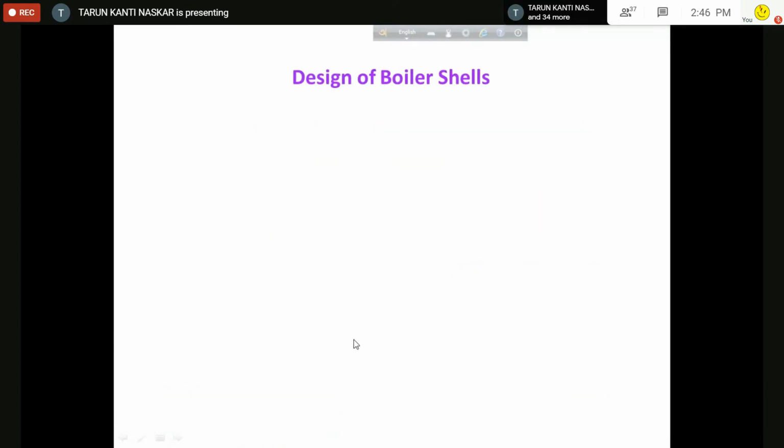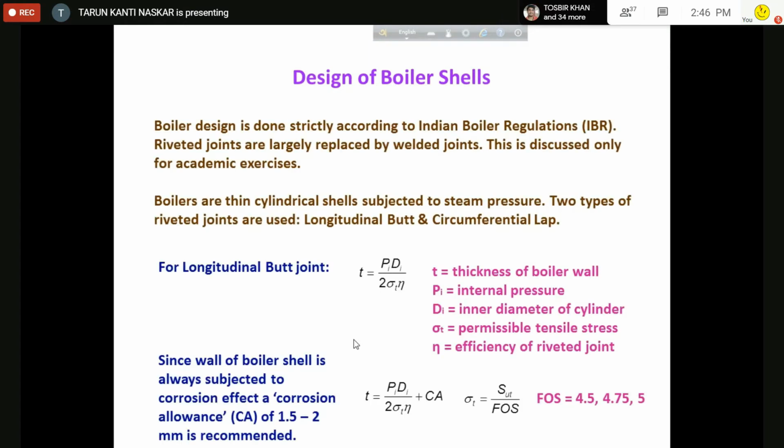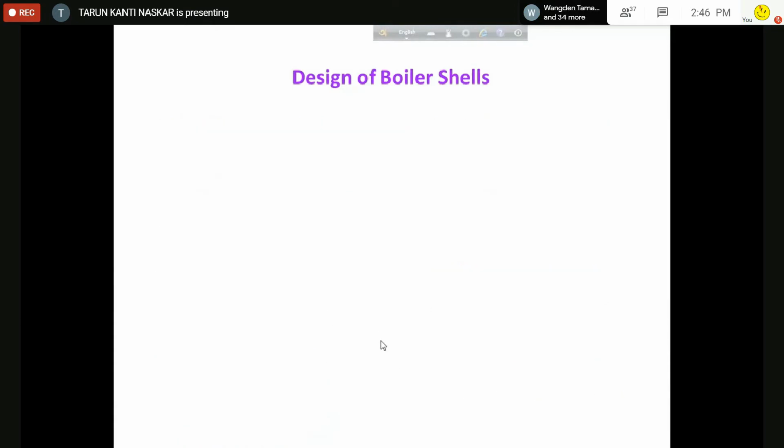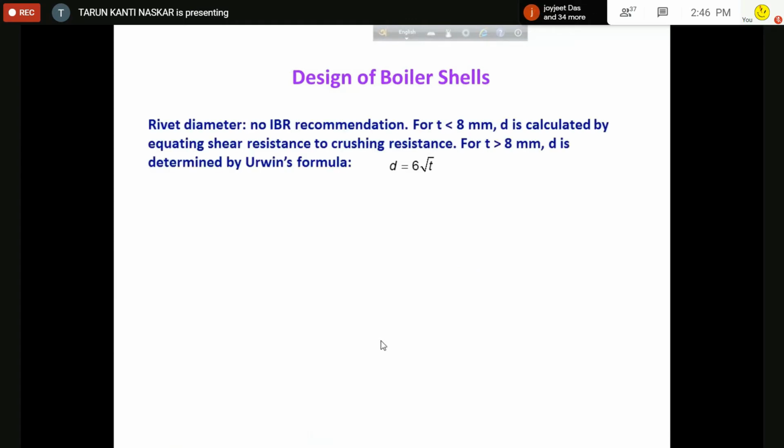Sir, generally which material is used for boiler shell? Obviously steel. Non-corrosive steel plates will be used. Anti-corrosion. Clear? Yes, sir. Sir, stainless steel can also be used. Why is that not used? Stainless steel is very costly. For a boiler, stainless steel will be costly.